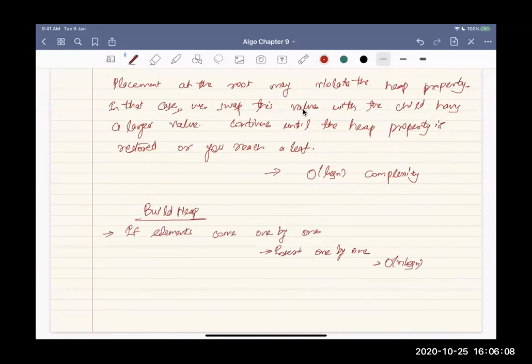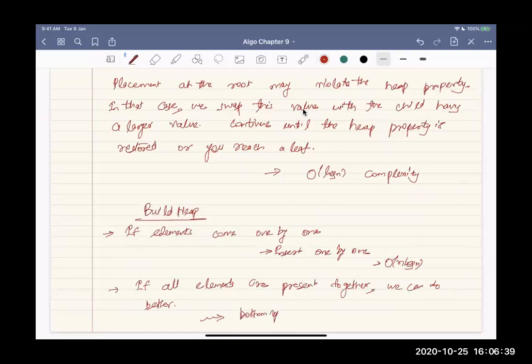But if all the elements are present together in an array, it turns out that we can do better. So how do we do that? The idea is that we go bottom up.